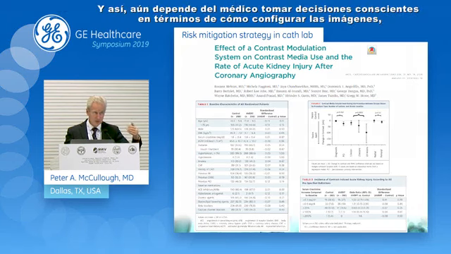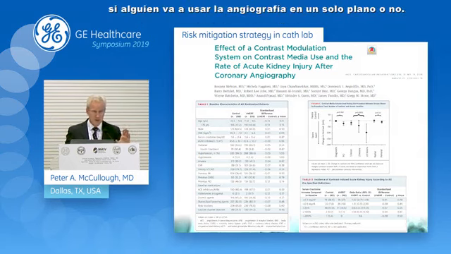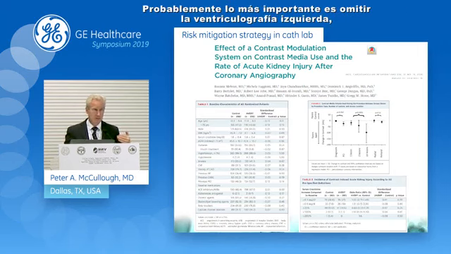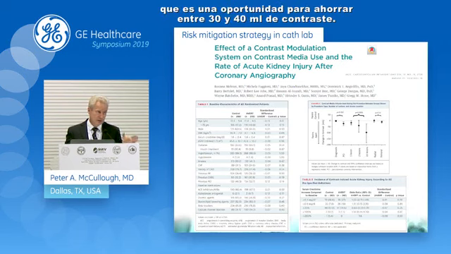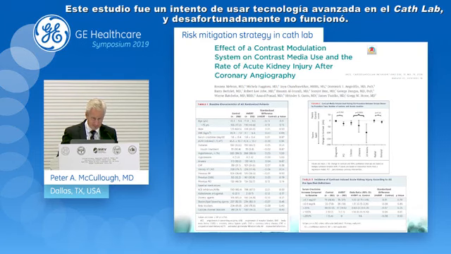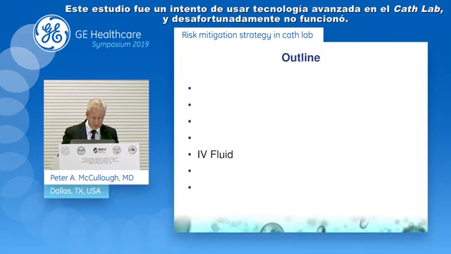And so it's still up to the doctor to consciously make decisions in terms of how to set up the shots, if one is going to use biplane or single plane angiography. And probably the most important thing is skipping the left ventriculogram, which is an opportunity to save about 30 to 40 cc's of contrast. This was a really strong attempt in using a lot of advanced technology in the cath lab, and unfortunately it didn't work.